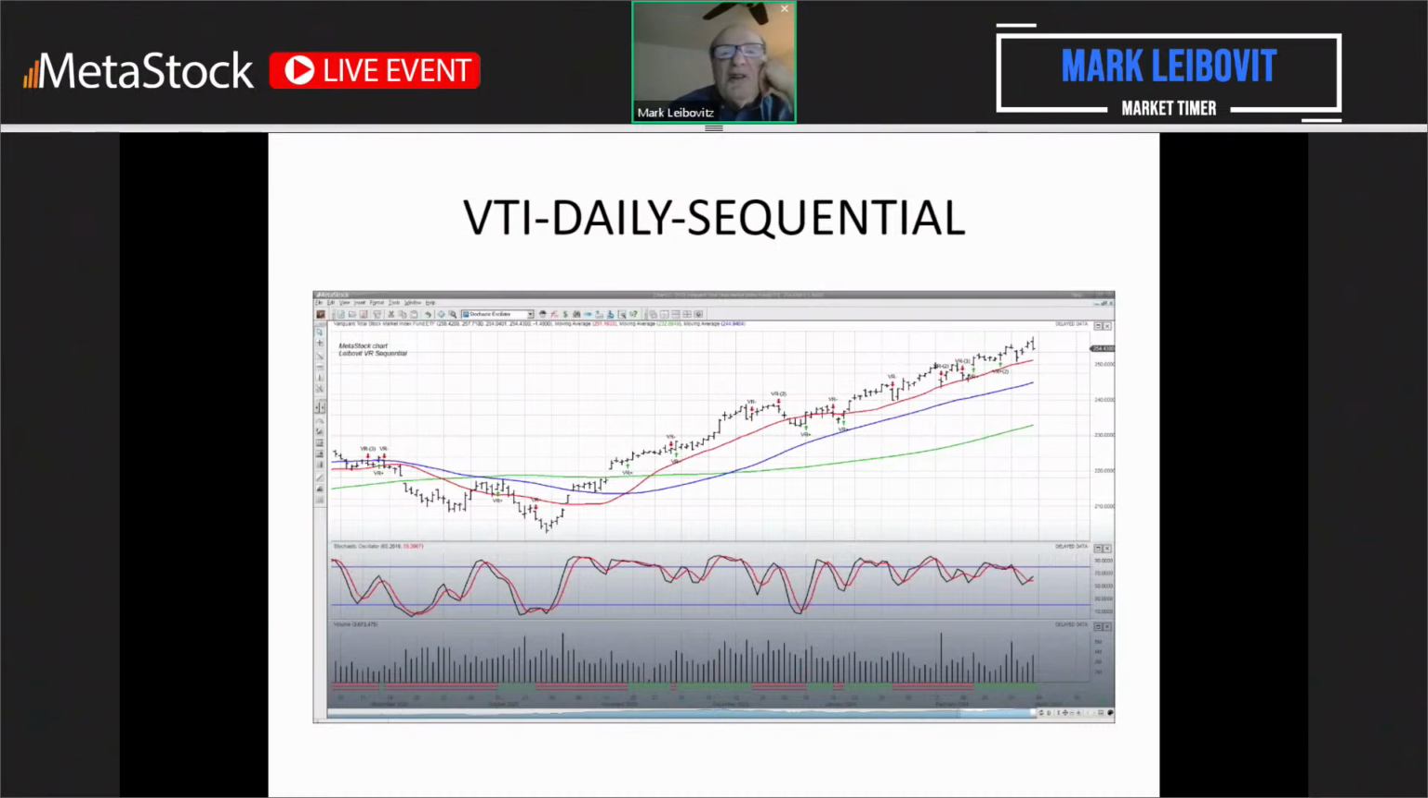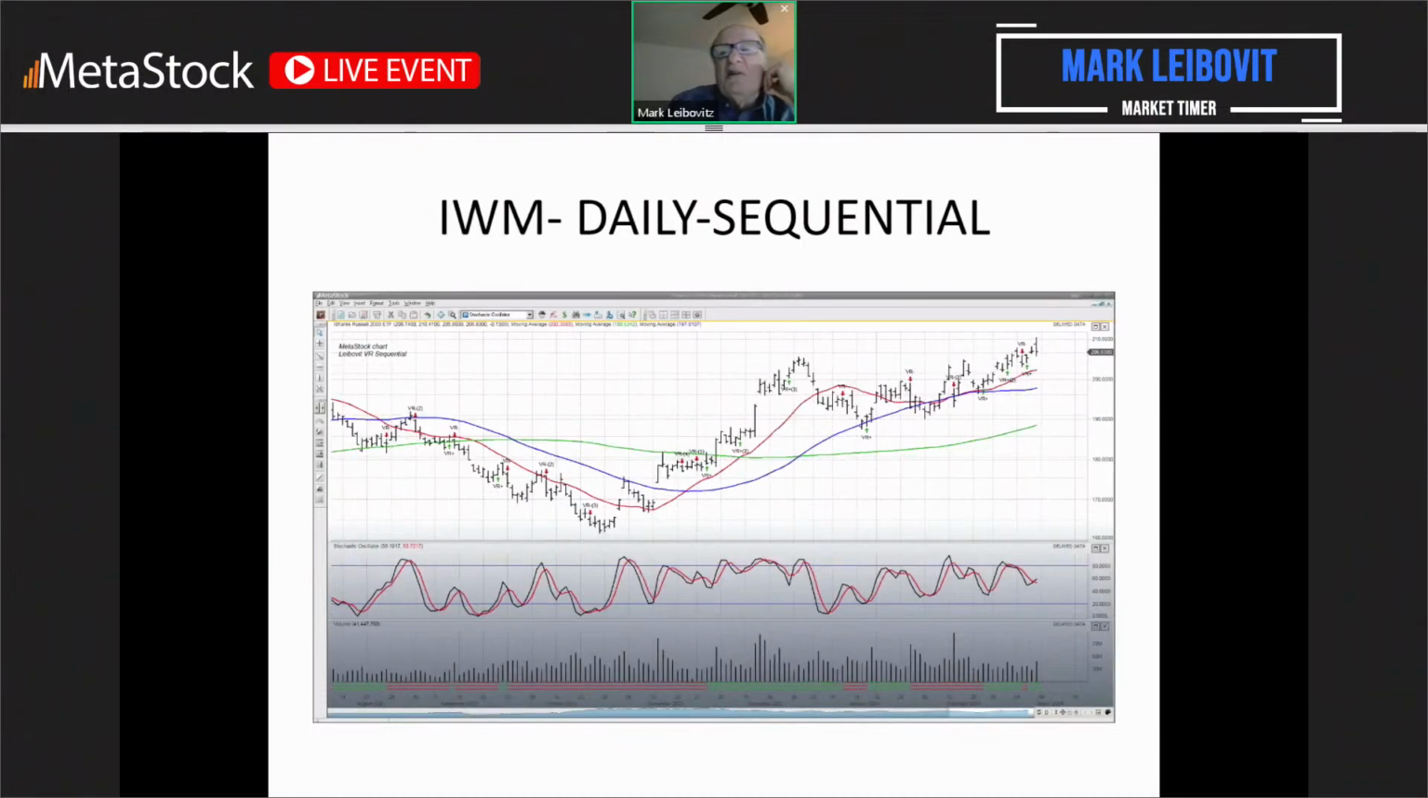I don't know if I have a Russell chart here now, and I do. Okay, that was the next one I did want to mention, since there's a lot of talk about catch up in the Russell, and I don't disagree with that. And again, some really nice trading signals here in the Russell. This is your daily IWM chart, and it's been working out really great in terms of follow through.